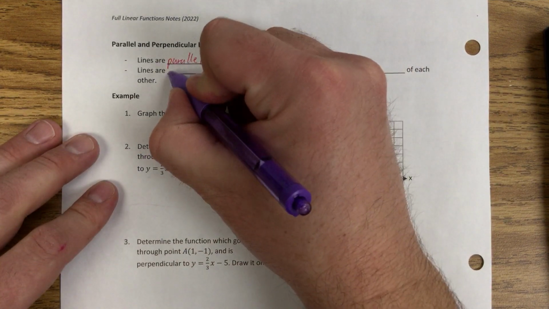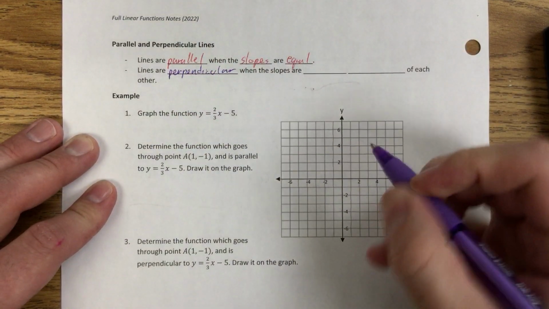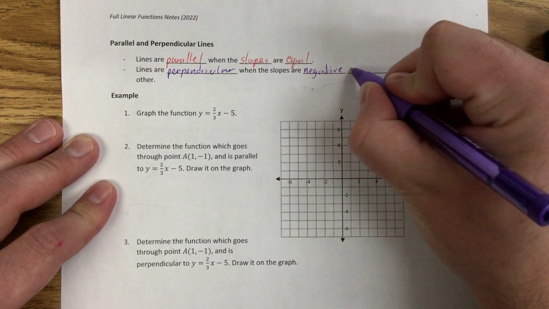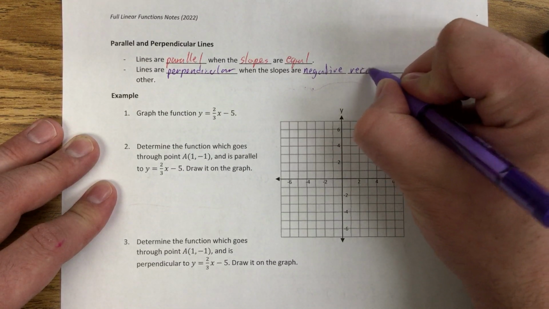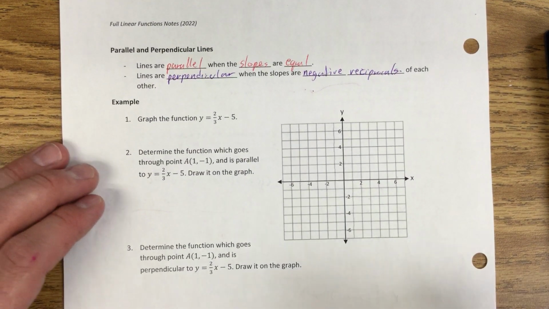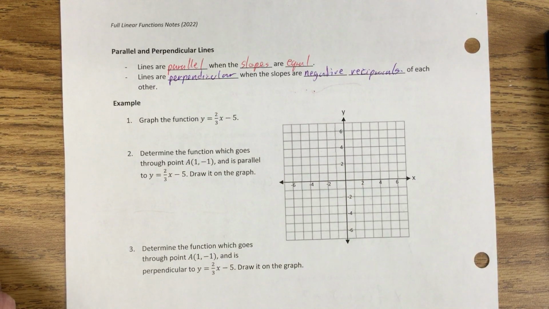Lines are perpendicular when the slopes are negative reciprocals of each other. Okay, so remember, a reciprocal is when we flip the top and the bottom around, and negative means that it's the opposite sign that it was before.